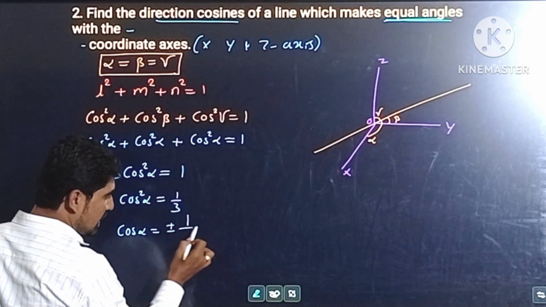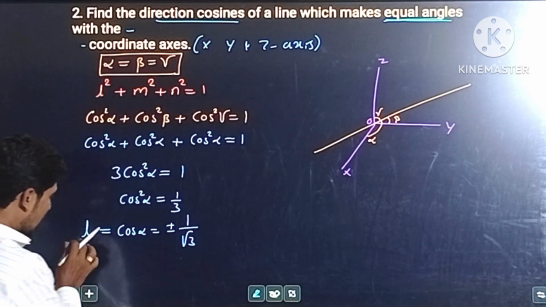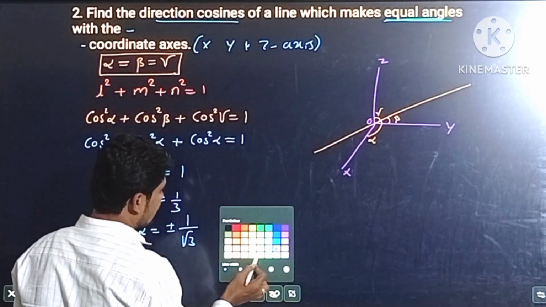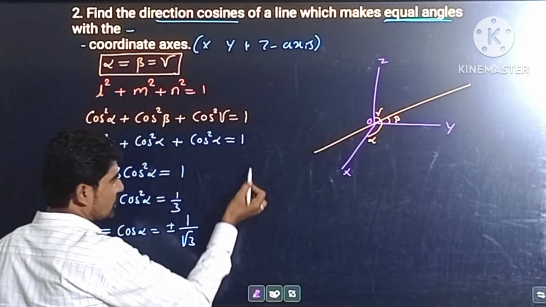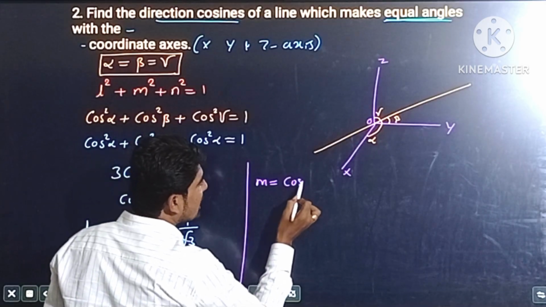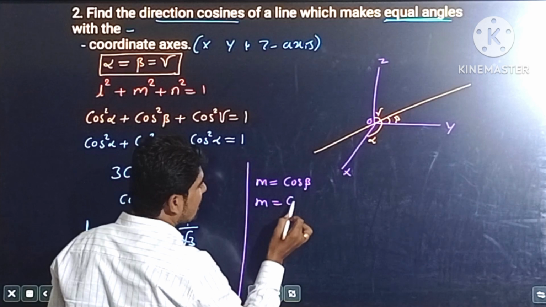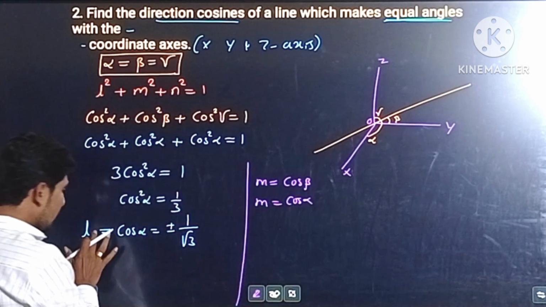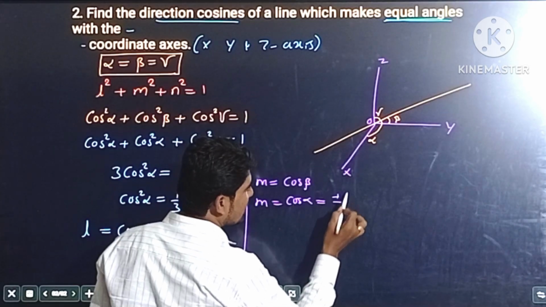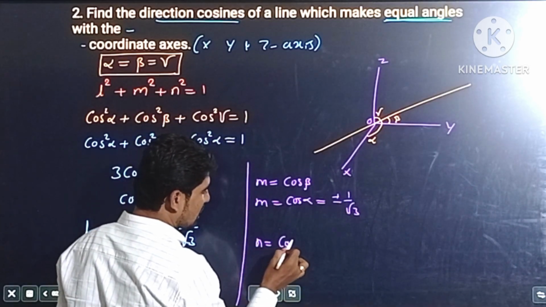So, the square root of 1 is 1, divided by root 3, and this is the value of l. l is nothing but cos alpha. Therefore, the value of l is equal to plus minus 1 by root 3. And the value of m is equal to cos beta, but beta is equal to alpha, therefore m can be rewritten as cos alpha, and we know that the value of cos alpha is plus minus 1 by root 3. So m is plus minus 1 divided by root 3, and the value of n is equal to cos gamma.